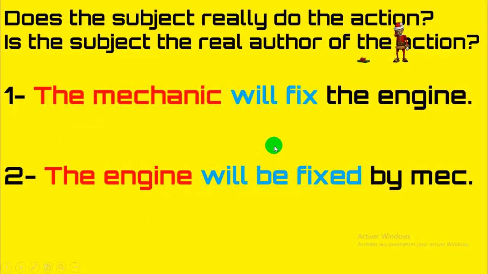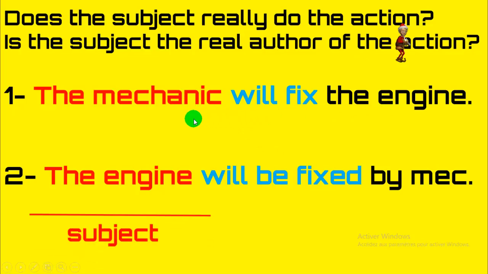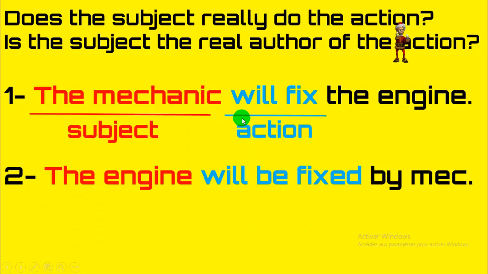Another example, the mechanic will fix the engine. Le mécanicien va réparer le moteur. Le mécanicien ici sujet, est-ce que c'est réellement lui qui va réparer ou bien qui sera réparé? Bien sûr, le mécanicien, c'est lui qui va réparer. So the mechanic is the author of the action. The mechanic does the action of repairing, of fixing the engine. So this is active voice.